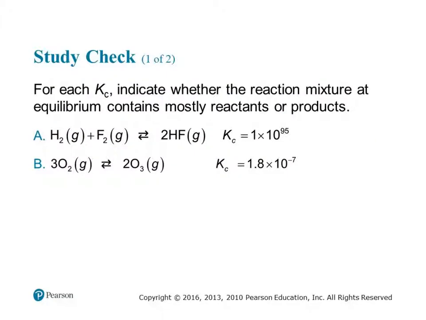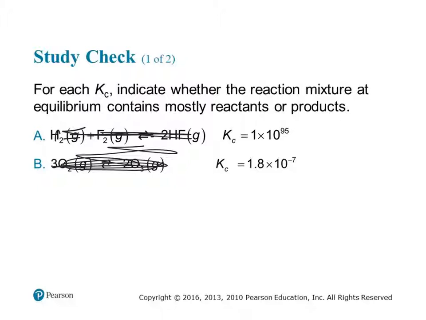For each of the two examples shown here, indicate whether the equilibrium mixture contains more products or reactants. Well, to answer this question, you don't even really need these reactions. We don't even need to look at this reaction part here, right? To answer this question, all we really need are these numbers over here.